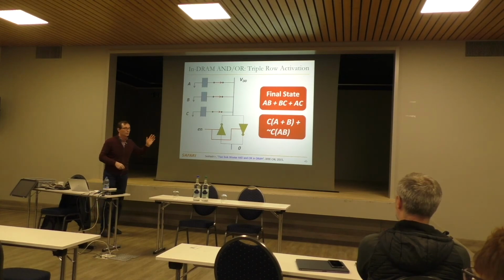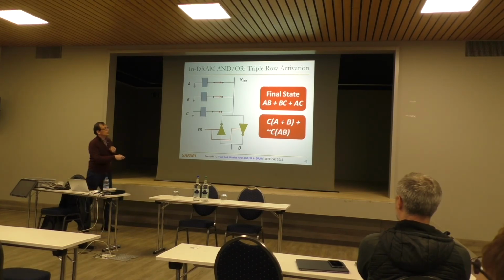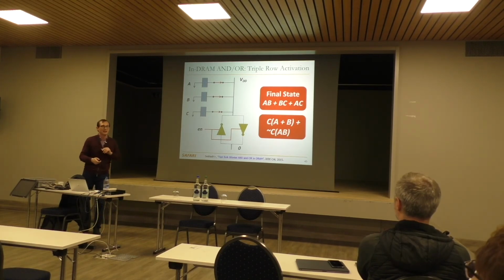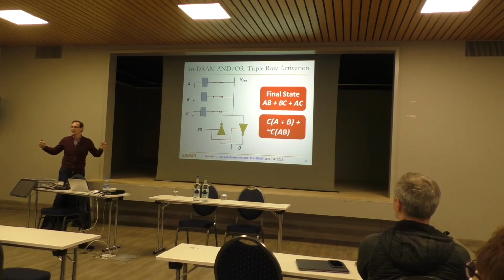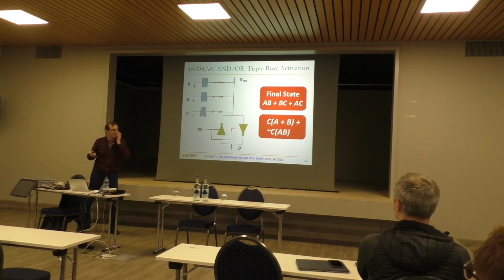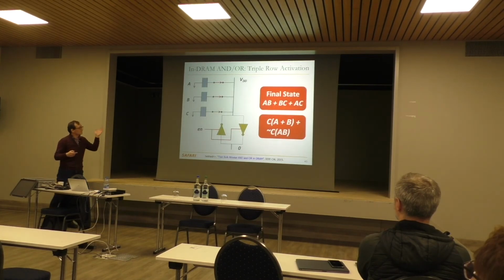If you rewrite this Boolean equation, now you can control C. If you set C to 1, you get the OR of A and B. If you set C to 0, you get the AND of A and B. Now you get a bitwise OR and bitwise AND, which is nice. But it's not functionally complete. It's not Boolean complete. So we want to add a NOT also.